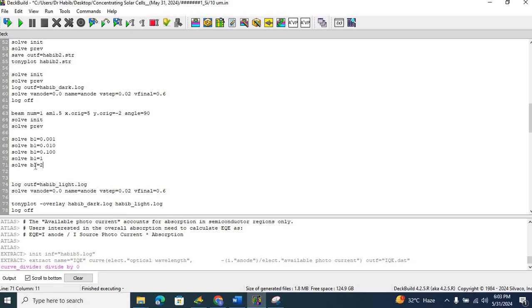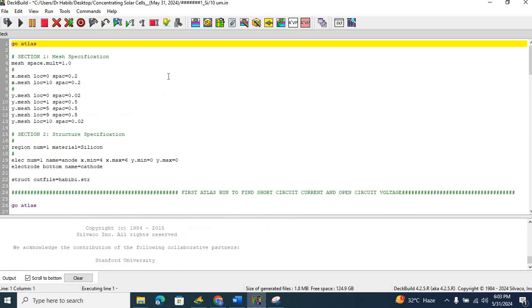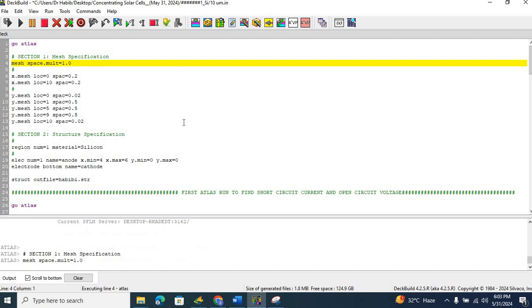So in this case, our light is concentrated onto the solar panel by 2 times, which means that the intensity of light on our solar cell is now 2 times, or you can say 2000 watts per meter square. That's the only change we are going to make in this code, and now we are going to run the code to see the results.